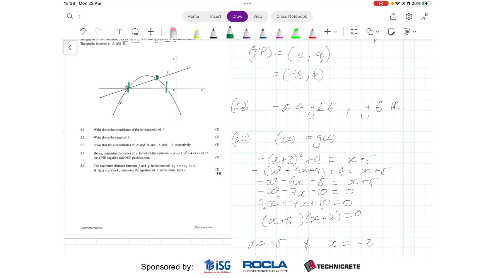These are our roots. So we are looking for a situation where we could have a graph that does something like this, whereas it would have one positive root and one negative root, and we are looking for all the values of c which can satisfy that. Okay, cool.